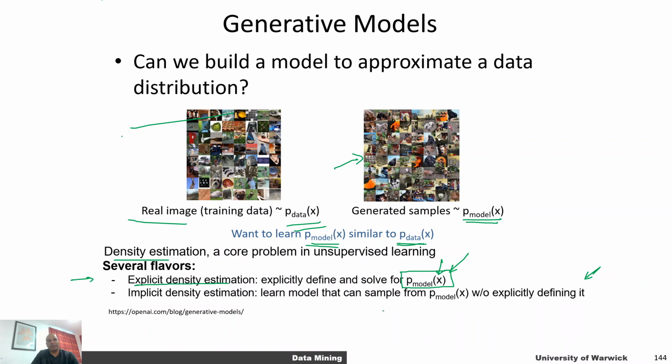In the other one, we can simply sample from that distribution. We are not interested in modeling this probability distribution that gives out these probability numbers, but what we want to do is to simply generate those samples, so that p model of x is closer to p data of x, but we're not interested in explicitly calculating what the probability of a particular example is.